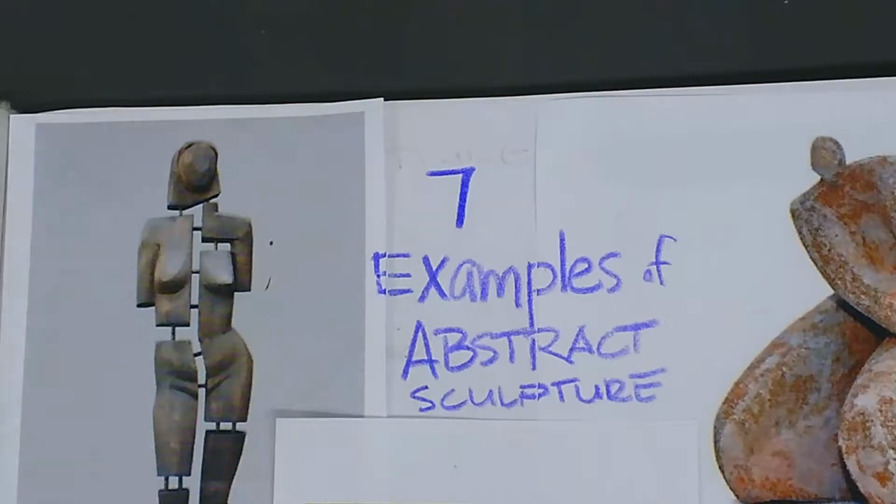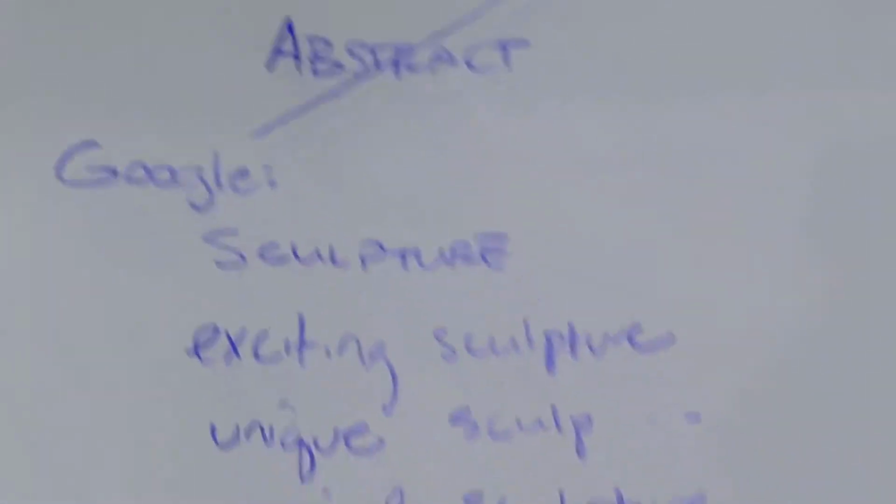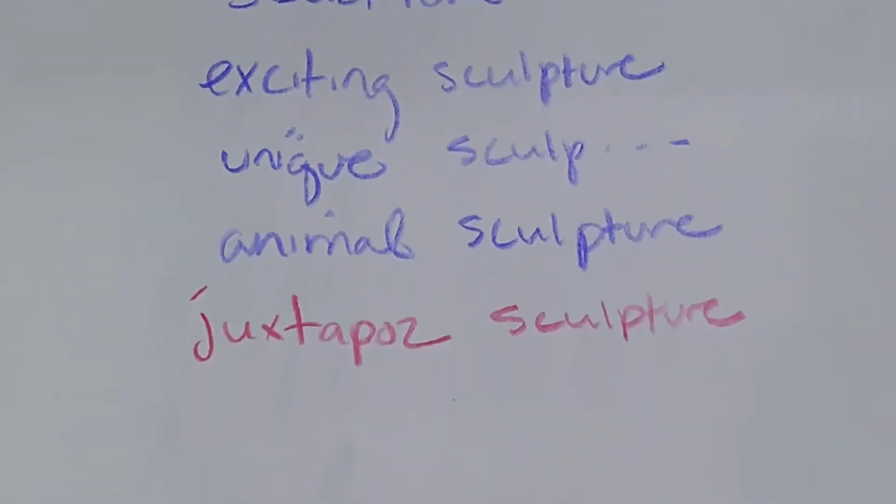To Google, to begin with, don't type in abstract under Google. What you want to Google is the word sculpture, or exciting sculpture, or unique sculpture, or if you have a specific animal, let's say type in elephant sculpture or juxtaposed sculpture. I am only going to give you a few examples.